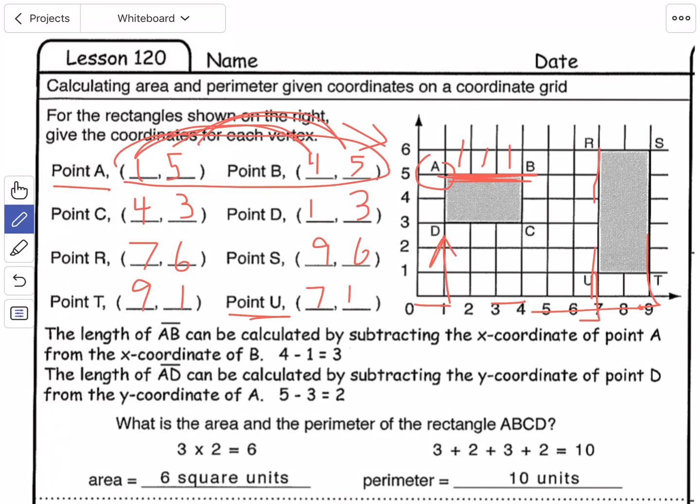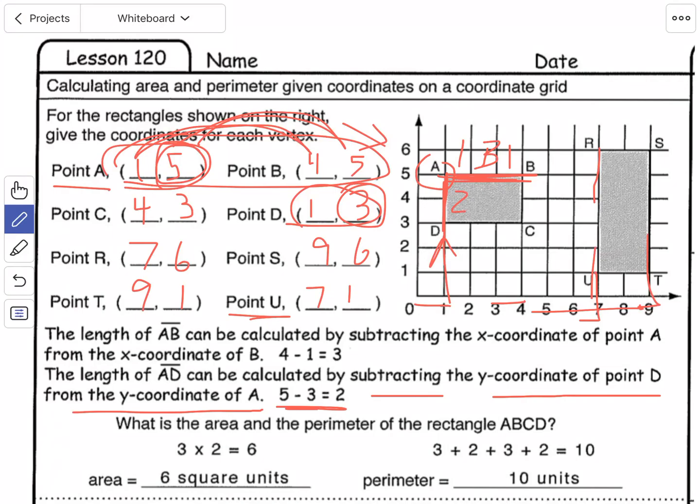1, 2, 3. Okay, now the length of AD, that's going on this side over here, can be calculated by subtracting the y-coordinate of point D from the y-coordinate of point A. So D is 1, 3, A is 1, 5. You see the 5 and the 3 are 2 apart from each other. So 5 minus 3 is equal to 2. So we know that that side's 2 and this side up here is 3.